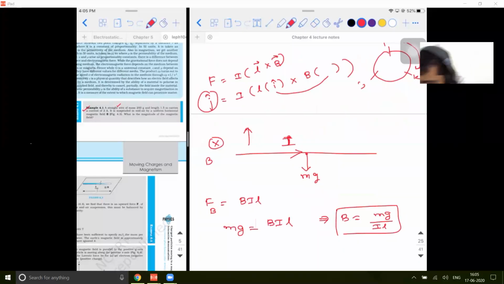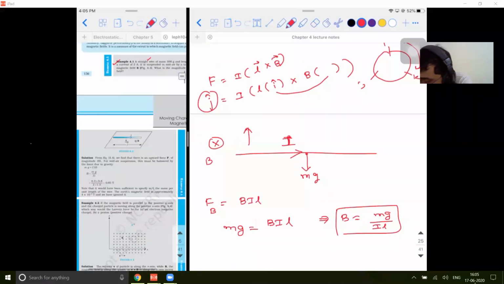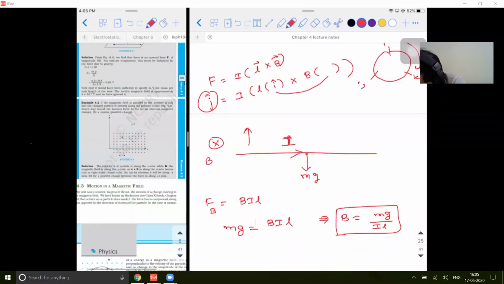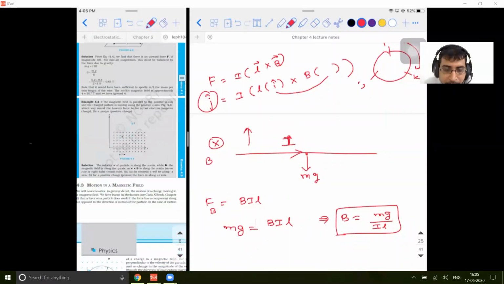It's a simple problem. Mg divided by I into L. Do the substitution and calculate it. So those many Tesla is going to be the answer. Try to convert everything in terms of SI units and then substitute. Next.